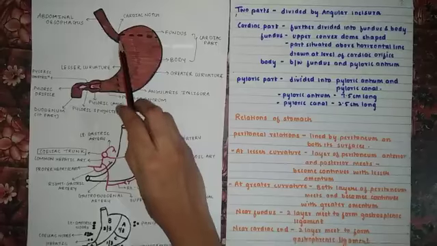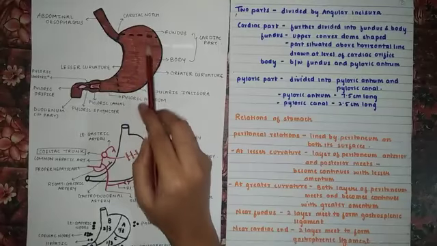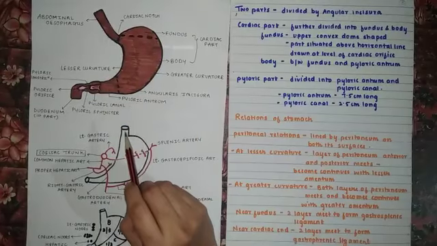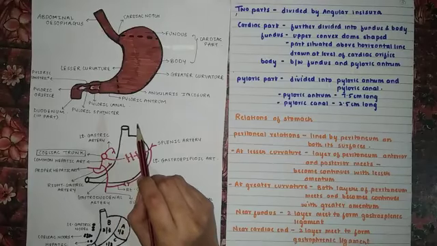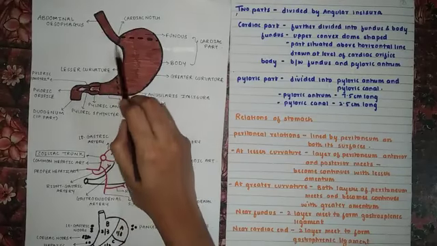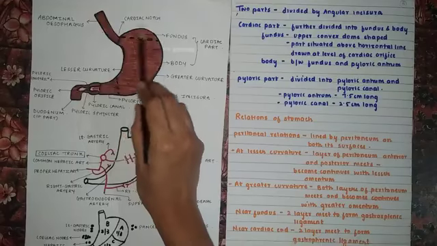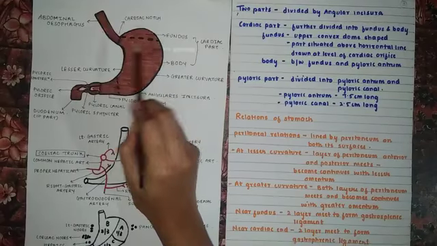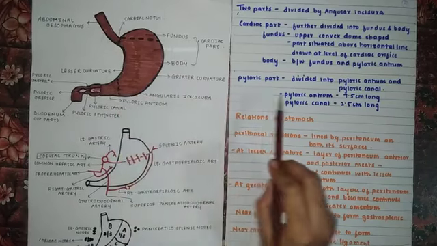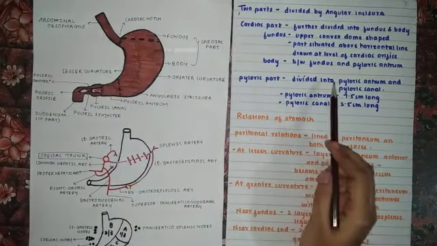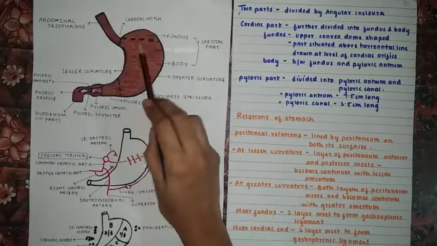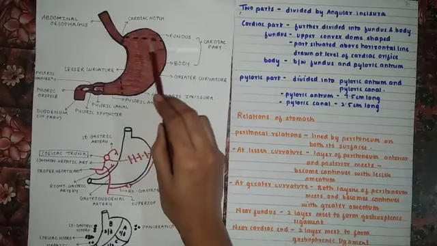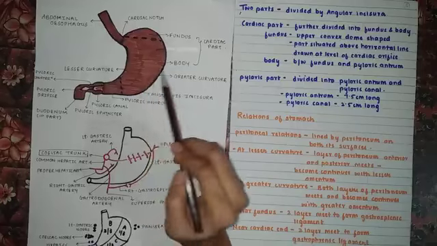Fundus: it is an upper convex dome shaped structure situated above the horizontal line drawn at the level of the cardiac orifice. This is the cardiac orifice situated below the horizontal line, and the fundus is above the horizontal line drawn from the cardiac orifice. Body: it is between the fundus and the pyloric antrum. This is the body between the fundus and the pyloric antrum.